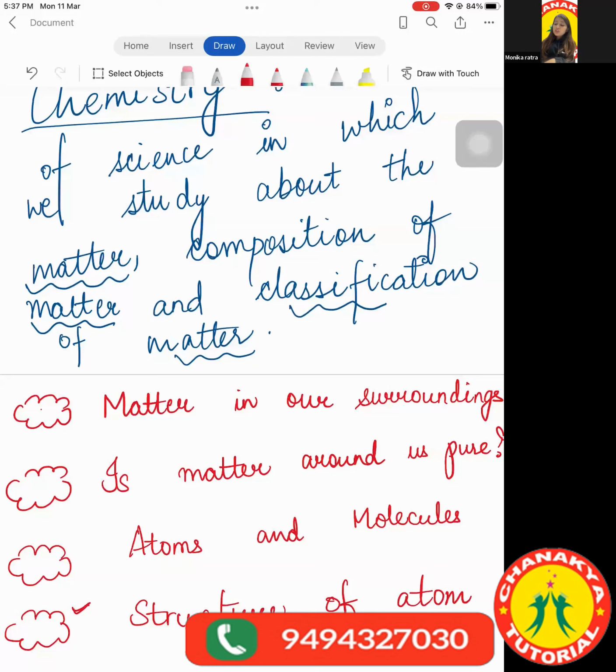So the first chapter which we will be starting will be matter in our surroundings. In this chapter, we are going to read about what matter is, how you can identify if a given substance is matter or not, then what the characteristics of matter are, then the classification of matter, and that's all, right?